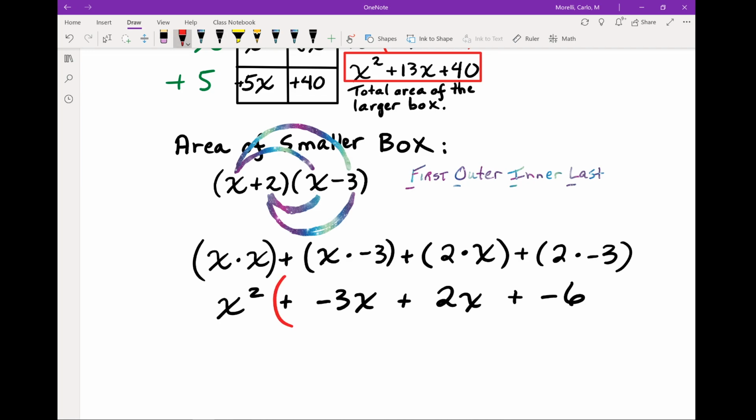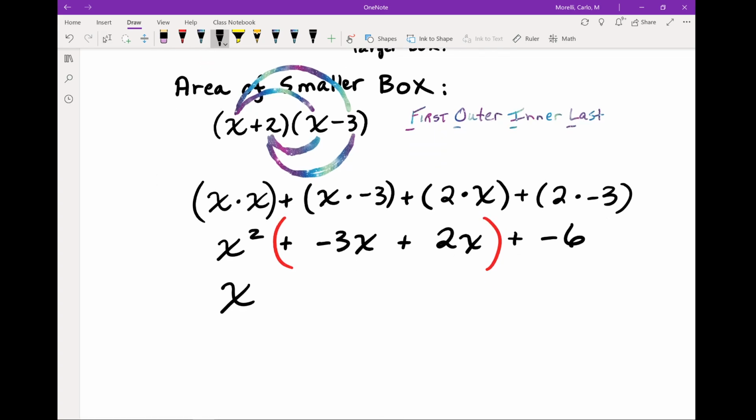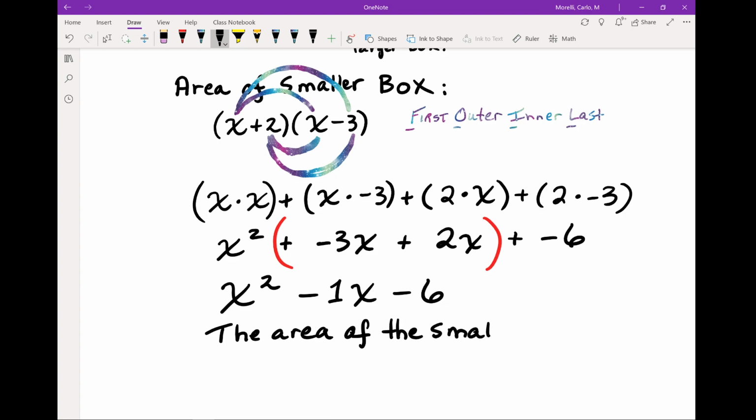So I can combine these middle terms here. I've got x squared, and now we need to do negative 3 plus 2. What is that? Negative 1x. And then just bring down that negative 6. So this is the area of the smaller box. It's just the standard form. So we'll put this in a box.